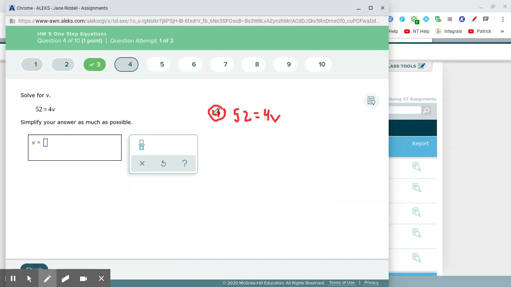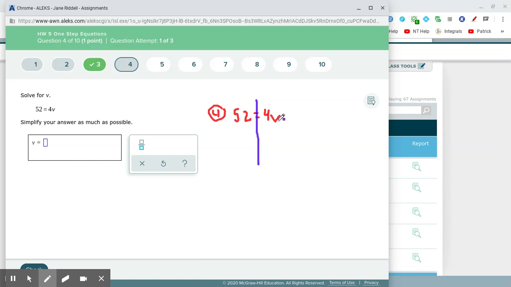So for my next problem, this is problem number 4. So I'd put down problem number 4. I'd write down the equation, 52 equals 4v. Okay, and then I'm going to split the left side from the right side. So I'm going to draw in that dividing line. The left-hand side doesn't have a variable on it, but the right-hand side does.